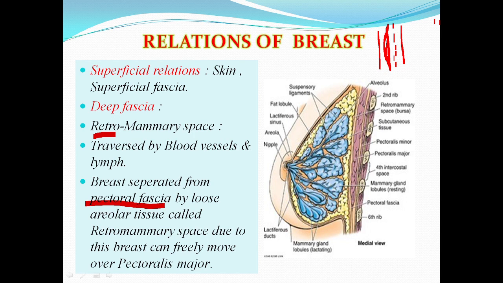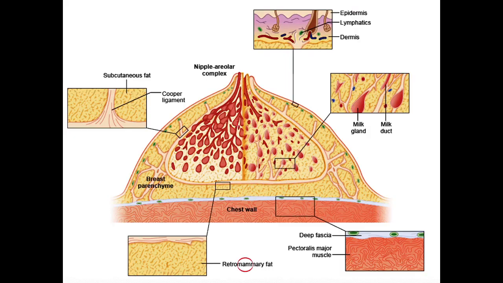Due to this space, the mammary gland and breast can move freely over the pectoralis fascia. If the female is healthy and functional, the mammary gland is freely movable on the pectoralis major. If it is non-movable, you need to consult a clinician so that the necessary follow-up can be done. Now please try to identify this. This is the pectoralis major muscle. You can identify the pectoral fascia. In this you can identify a gap, and this gap is called the retromammary space, and the remaining part of the mammary gland is located in front.